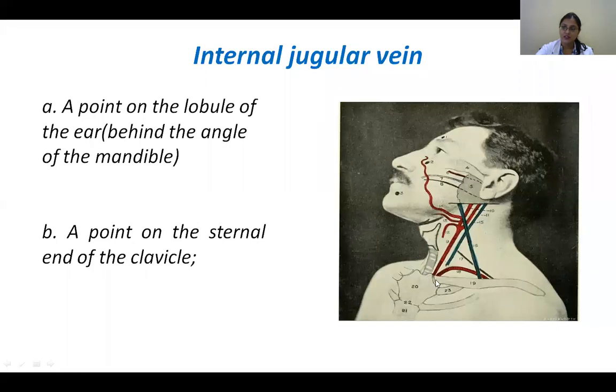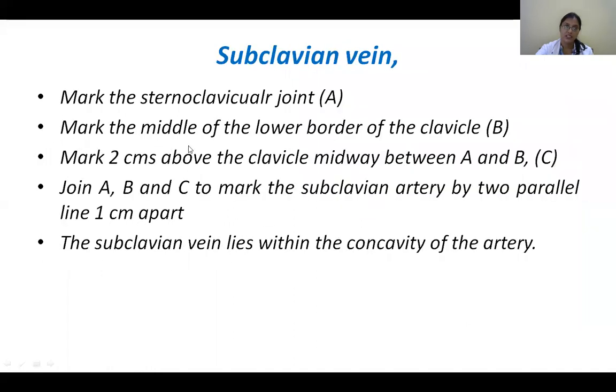So this is the sternal end of the clavicle, and just join these two. And that's the location of your internal jugular. Then coming to the subclavian vein.